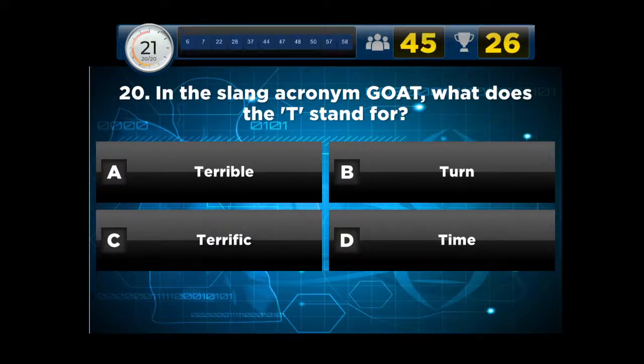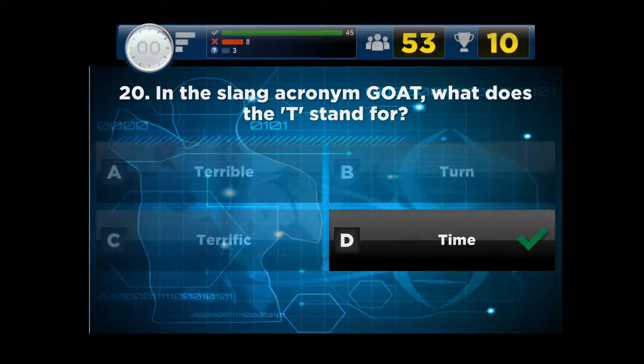I must admit, probably an age thing, I wasn't aware of what it stood for until recently, and it's probably something that everybody knows, so it will be interesting to see how many get it right. So what does T stand for in GOAT? And the answer is time. Greatest of all time, GOAT stands for.